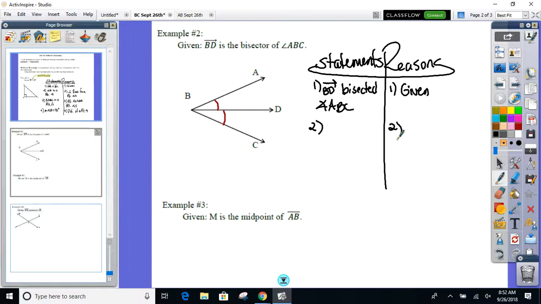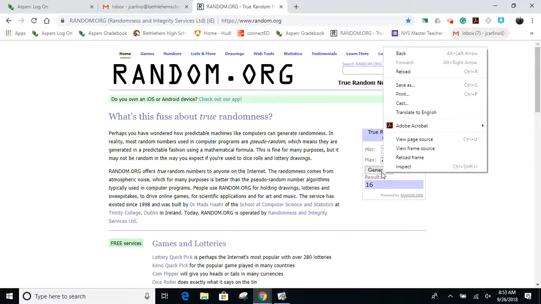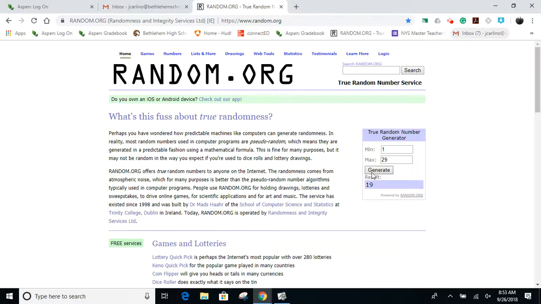All right, what did we mark on the diagram now? We marked angle ABD congruent to DBC. How did we know that? That is one true fact. How do we know those two angles are congruent? Just talk to me. We'll write it down in a certain way in a second, but just talk to me right now. 19, how do we know that?